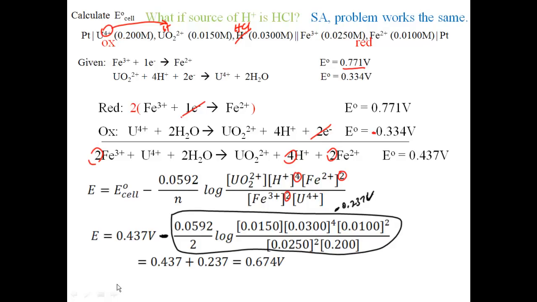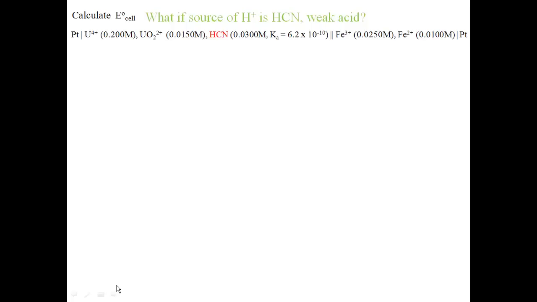Now, what if I worked this same problem, but instead of saying I had HCl or H+, I tell you that I have HCN as my source of my hydronium ion. Would that change anything? Yes, that's a weak acid. We know that a weak acid ionizes less than 5%, so that H+ is going to be less than 5% of that 0.03. So we need to calculate that.